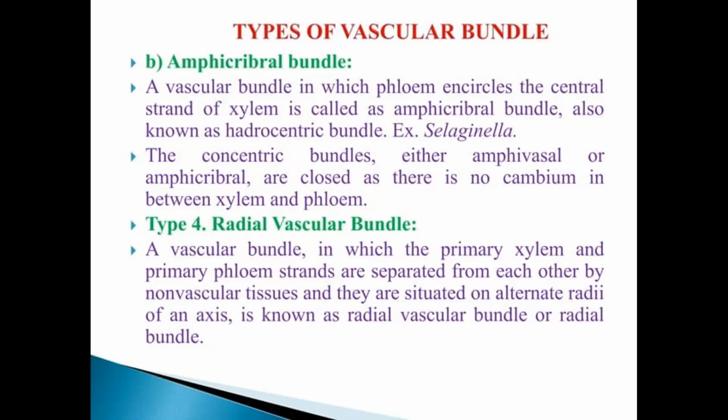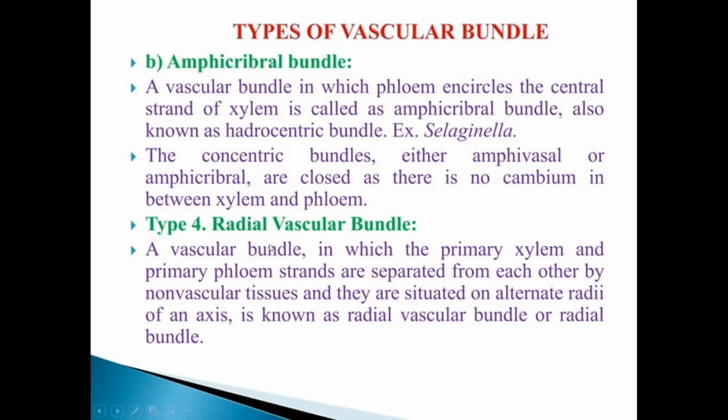So the concentric bundles, either amphivasal or amphicribal, are closed as there is no cambium in between the xylem and phloem. So here there is no cambium, hence they are called closed. So the terms open and closed are used. Open means if the cambium is present, it is called an open type vascular bundle. Closed means if the cambium is absent, it is called a closed type of vascular bundle.